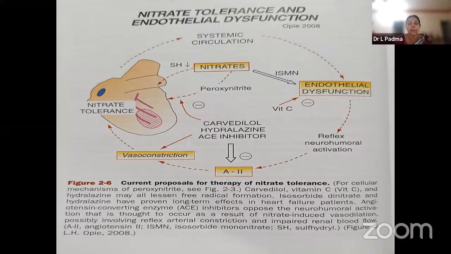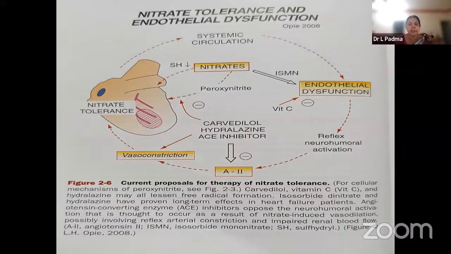So it is mainly due to endothelial dysfunction. How does it occur? With nitrates on a long term, the sulfhydryl groups become very few and peroxynitrate is formed. So nitrate tolerance is there. The systemic circulation causes endothelial dysfunction, which causes reflex neurohumoral activation. Once neurohumoral activation is there, adrenaline and angiotensin 2 are increased, which further causes vasoconstriction, and there may be rebound angina.